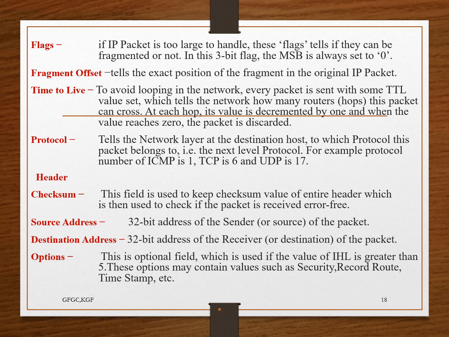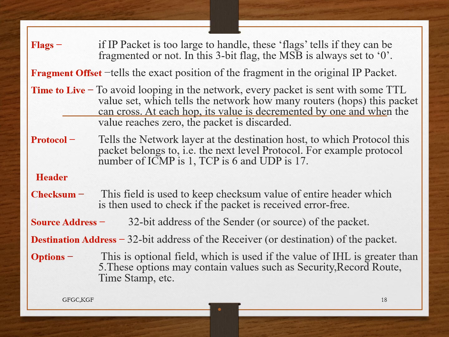Time to live. To avoid looping in the network, every packet is sent with a time to live value set, which tells the network how many routers the particular packet can cross. At each hop, the value is decremented by 1, and when the value reaches 0, the packet is discarded.